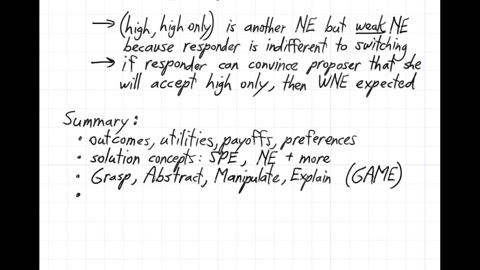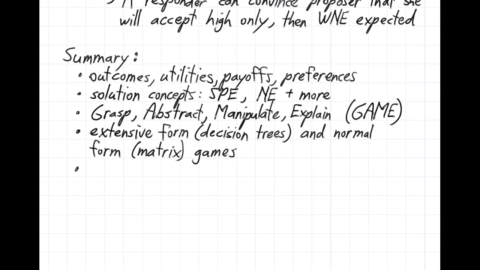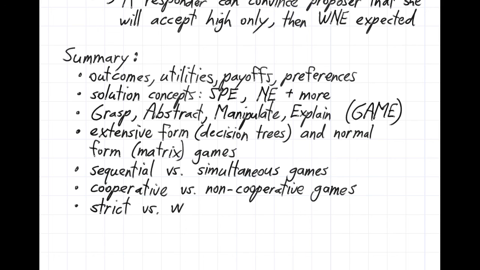Okay, what else did we cover? We covered the extensive form, that is decision trees, and the normal form, that is the matrix form of games. We also talked about sequential versus simultaneous games. We briefly talked about the difference between cooperative versus non-cooperative games. And finally, we started getting into the difference between strict and weak Nash equilibrium.